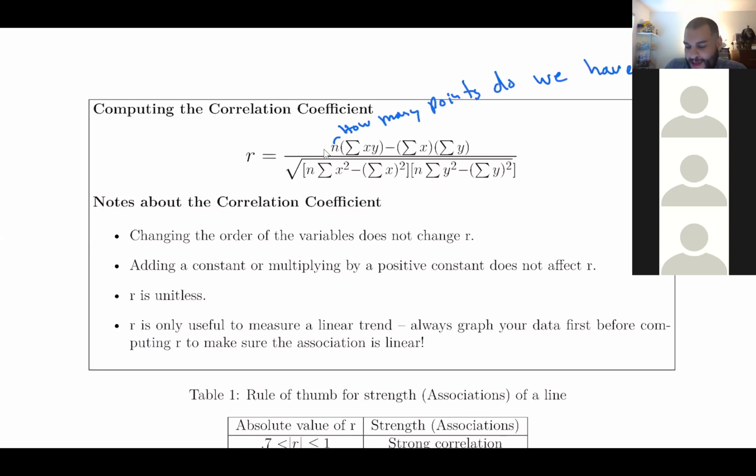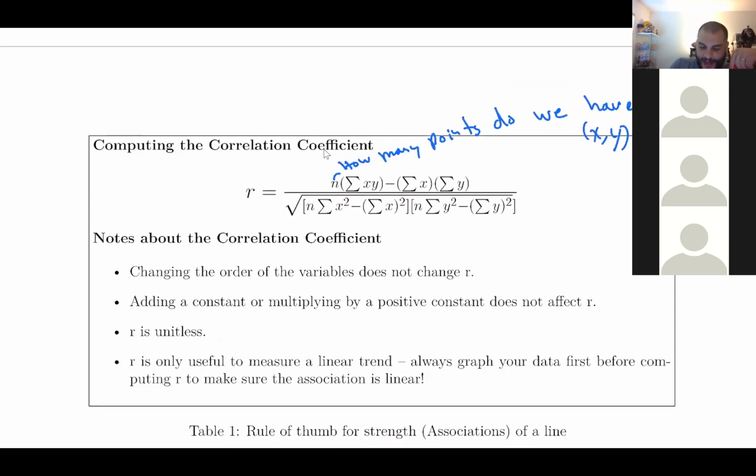What I mean is that to make a point, you need an x and a y. So if I have an x and a y, that means I have 1 point. So n is equal to 1 if I only have 1 point. An x and a y doesn't count as 2 points. It counts as 1 because the x and the y make one coordinate. So that's how you want to think about n.